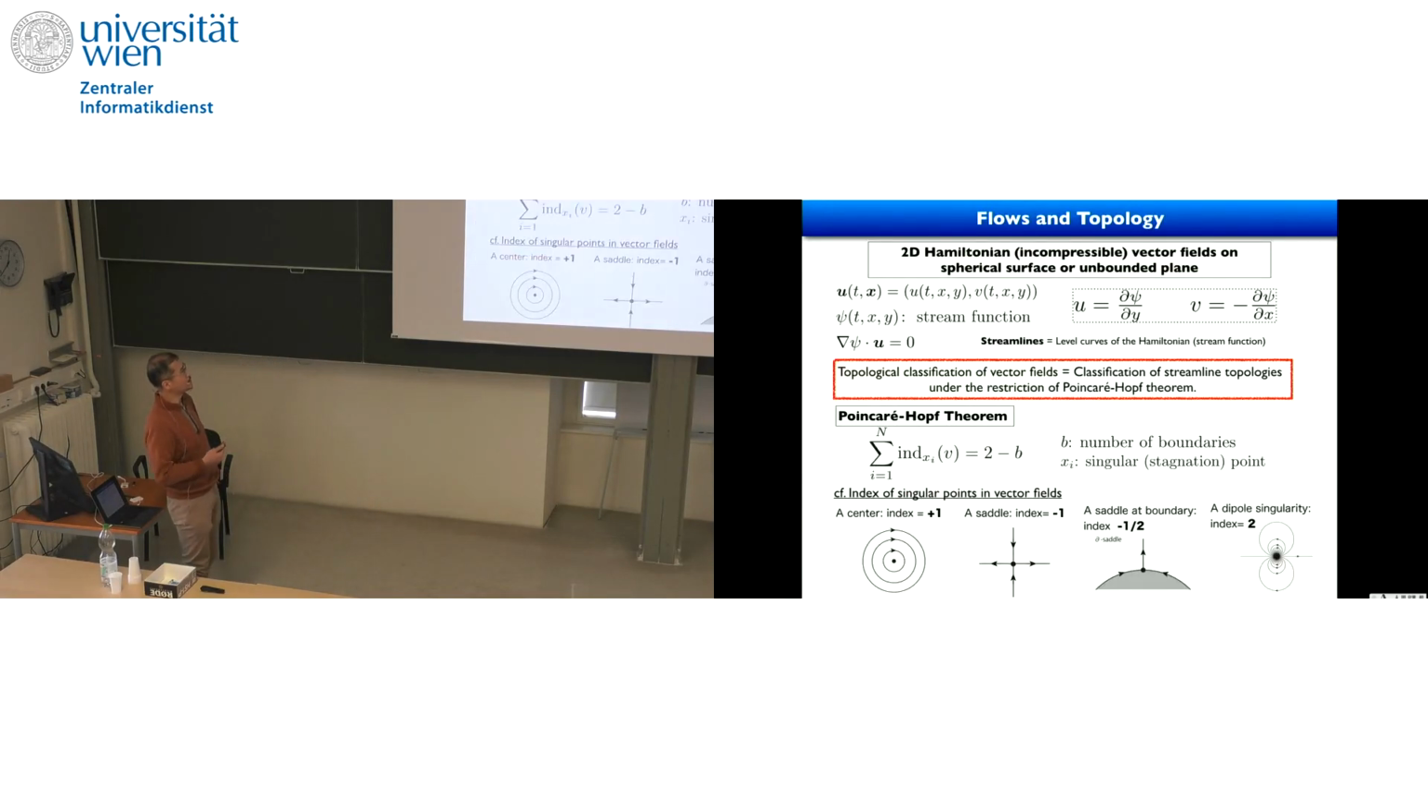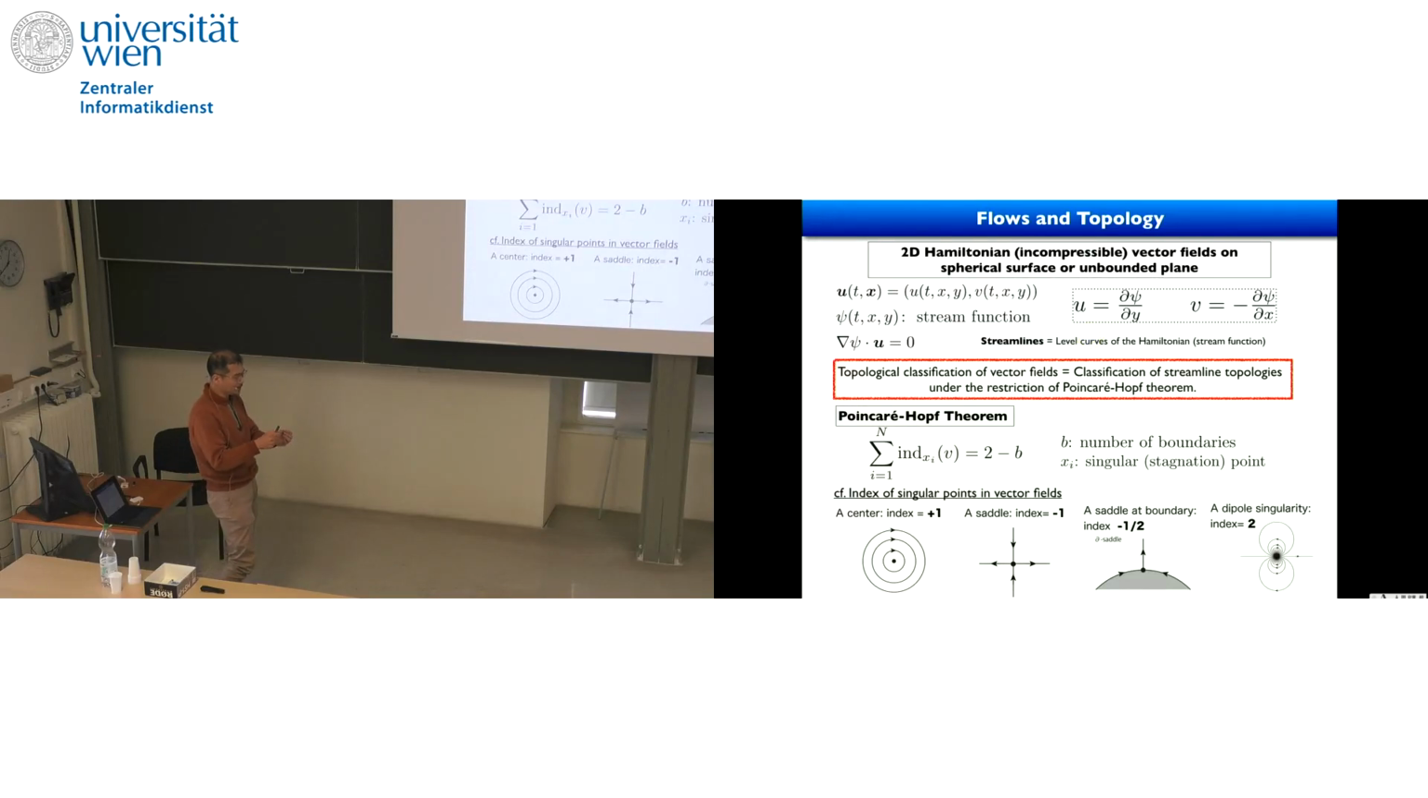We are going to explain in the next few slides. The object we are going to classify is here. This is a 2D Hamiltonian, incompressible vector field on the spherical surface or unbounded plane. When we introduce the stream function psi, the velocity field in two-dimensional space is given by this formula. So the gradient of psi dot u is 0. That means streamlines are level curves of the Hamiltonian.